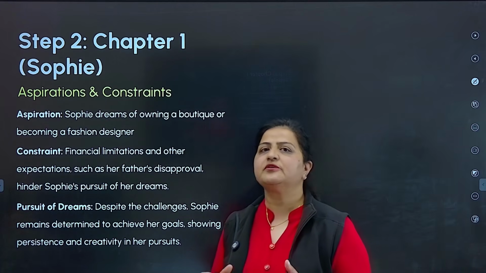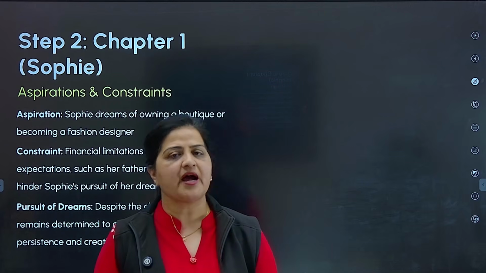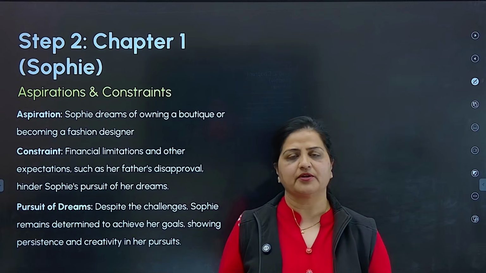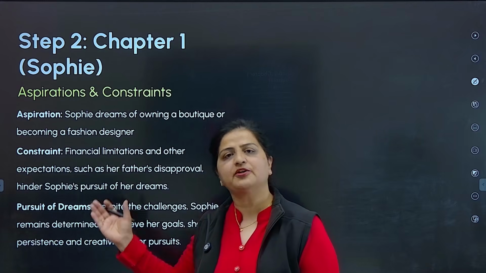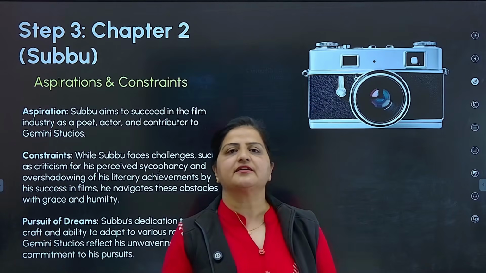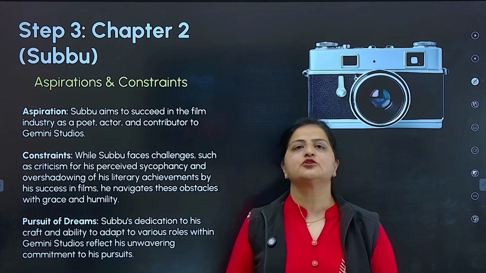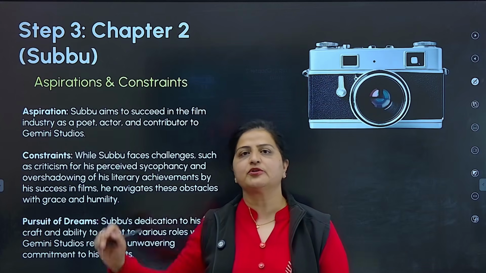She pursued her dream by just escaping into fantasy and daydreaming, right? So this is what you have to mention in step 1 about Sophie. Now let us understand character 2, that is Subbu from the chapter Poets and Pancakes.